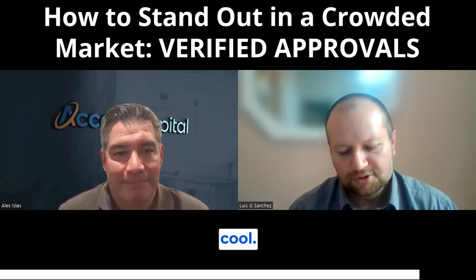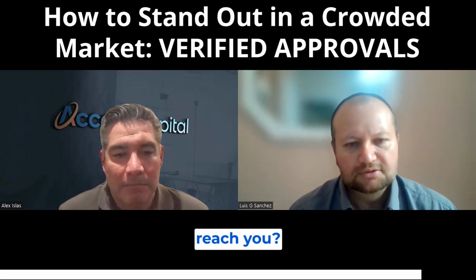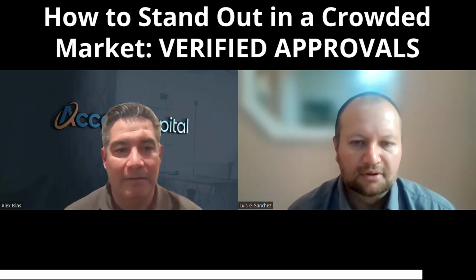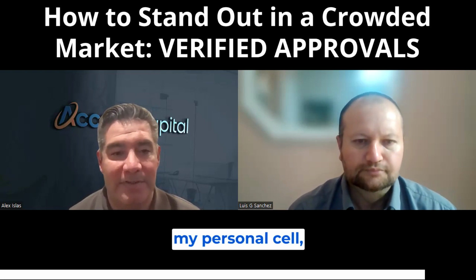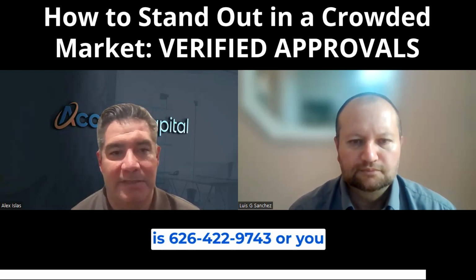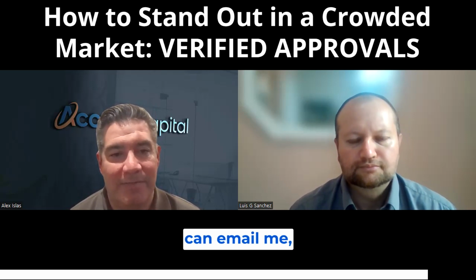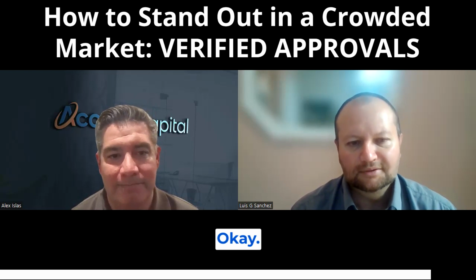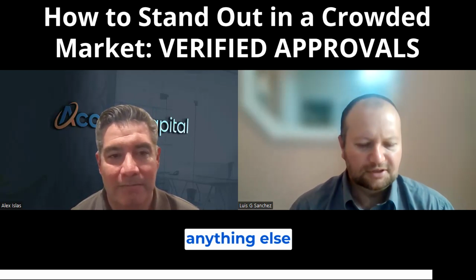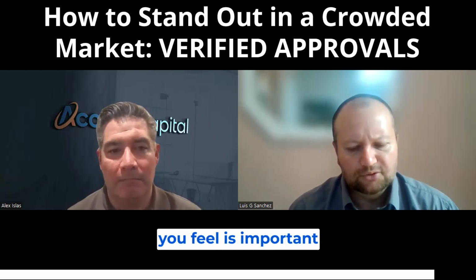Oh, okay, cool. So then what's the best way for people to reach you? They can either call me. My phone number, and it's my personal cell, is 626-422-9743. Or you can email me, Alex at accept-capital.com.